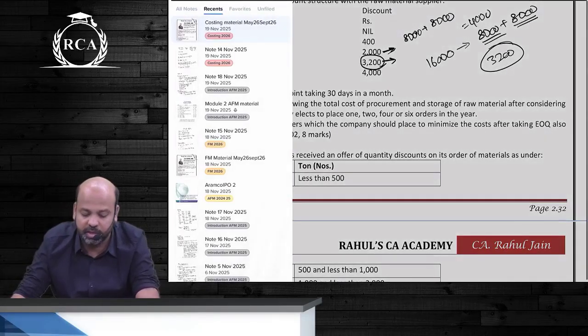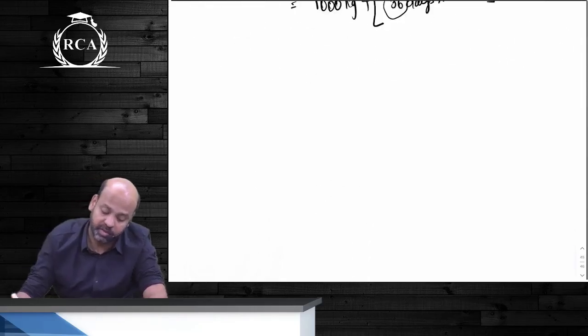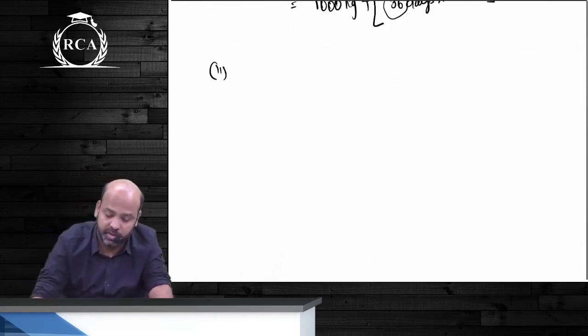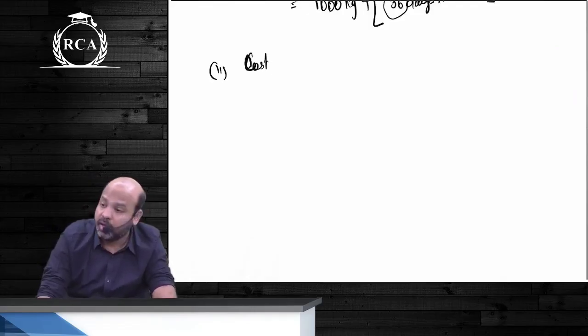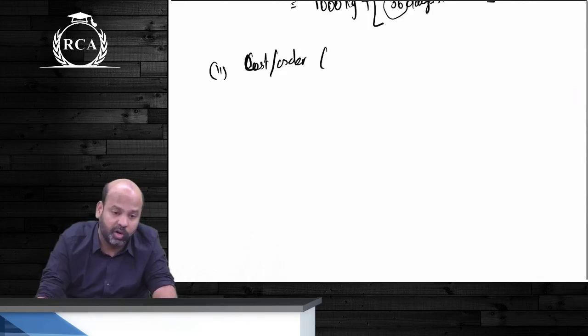Very good beta. Let's compute EOQ first. Second bit, guys. Ordering cost कितना है? Cost per order O, guys, is 100 rupees. How much is carrying cost per unit per annum?